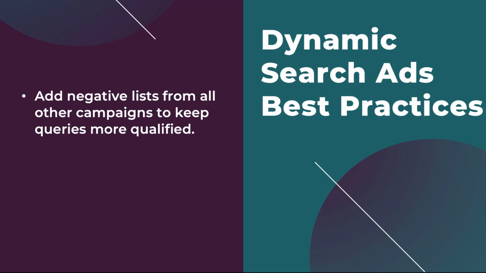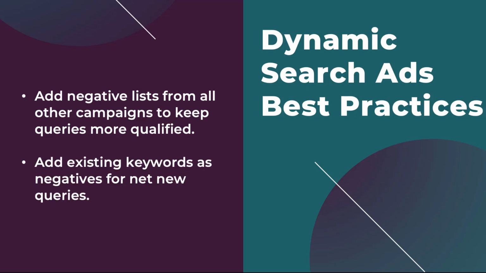The first is to add all of your negative lists, negative keywords, anything like that you have on your other search campaigns to your dynamic search ads campaigns. Treat these exactly like you would any other search campaign. If there's a keyword or a search query that's not right for those, odds are it's not right for dynamic search ads. So don't forget to add your negative keywords that you've already used in your other search campaigns to the dynamic search ads campaigns.